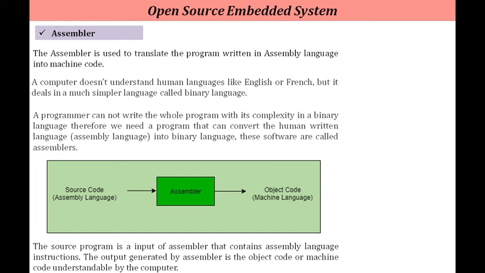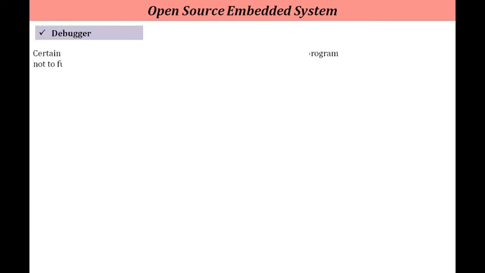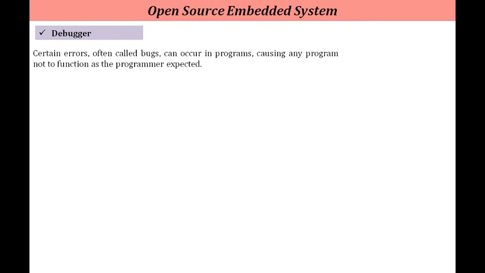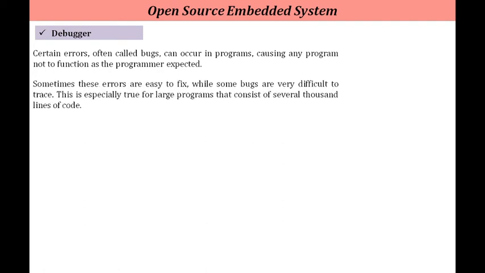Now let's discuss the debugger. What is a debugger? There are certain errors, also called bugs, that can occur in the program while typing it. Because of that, the program does not function as per the programmer's expectation. Sometimes these errors are easy to fix, we can fix them easily, but there are some bugs which are very difficult to trace.